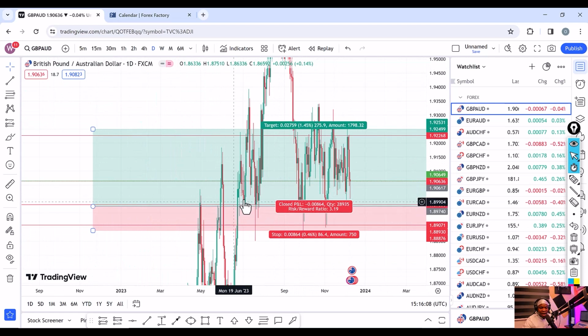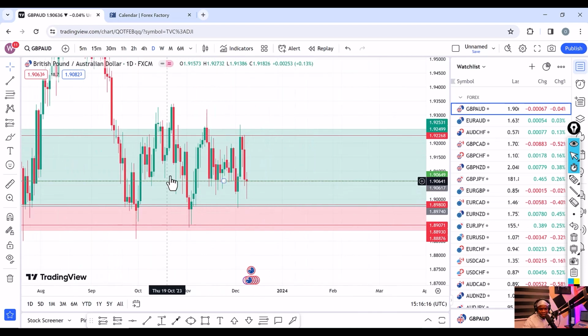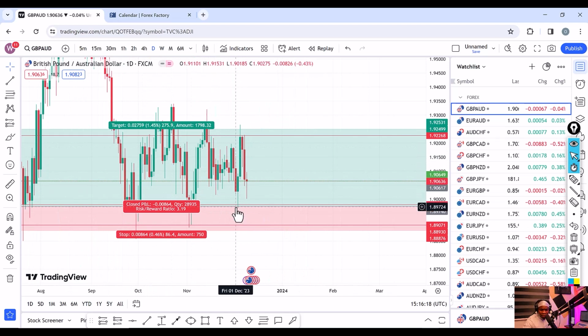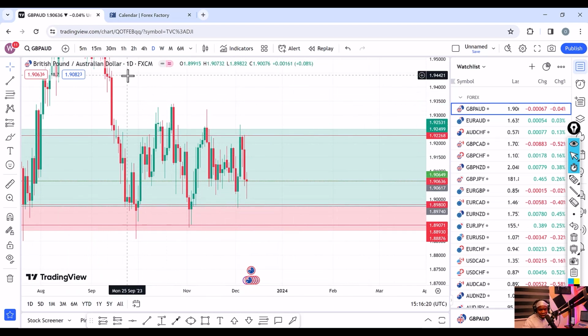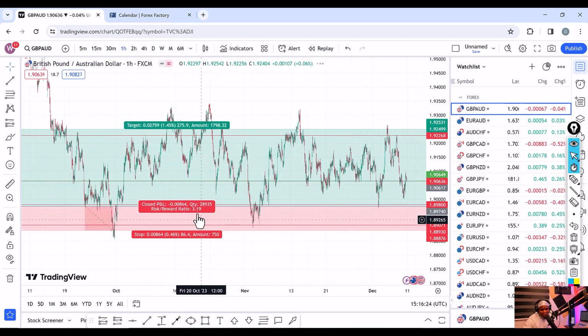Can you see area of demand here? When price got here, what happened? Price went all the way up. Check it. It touched there, and it went all the way up. Okay, now let's go to the 1 hour, which is giving me a better picture of the market.